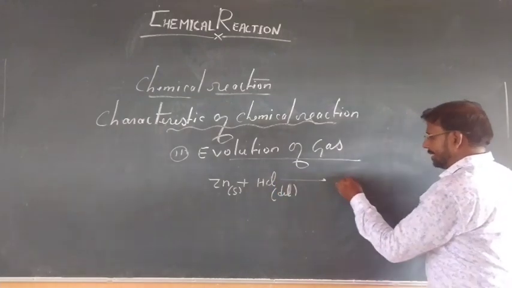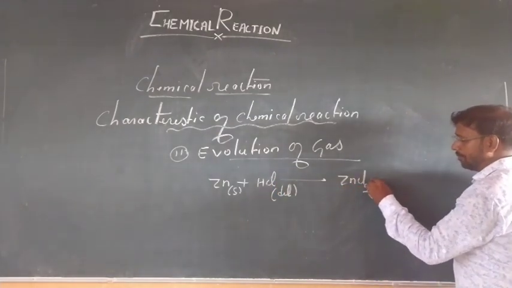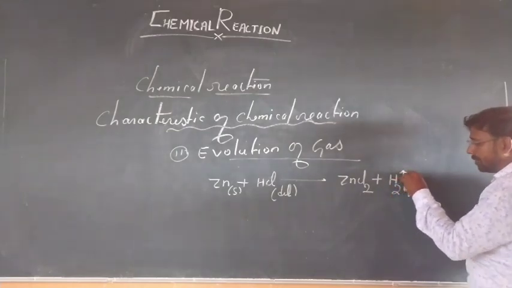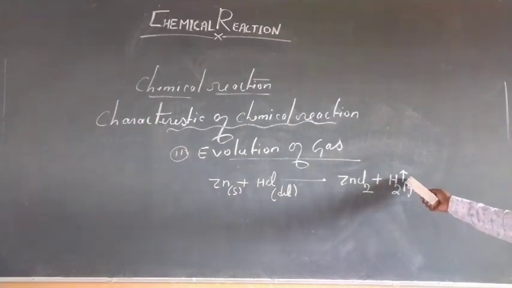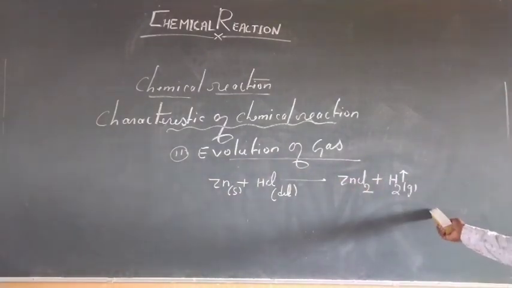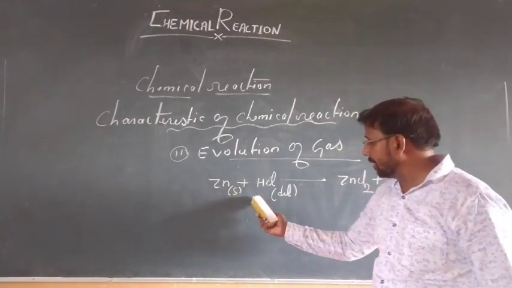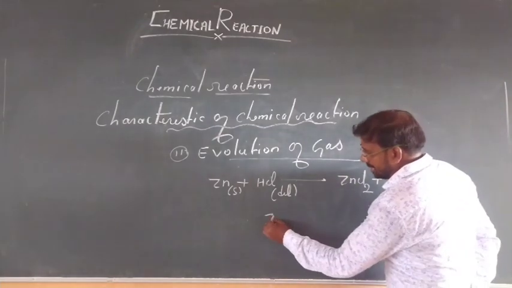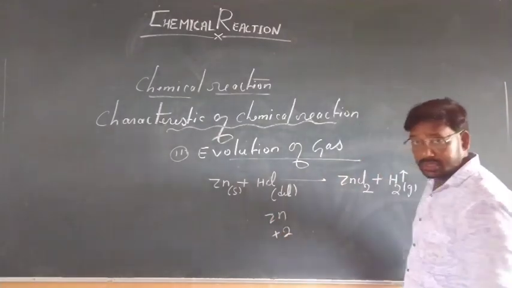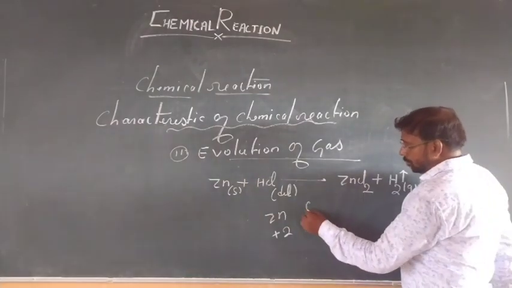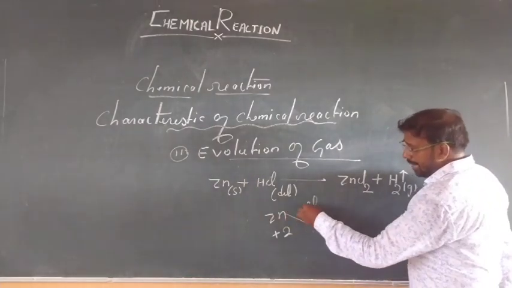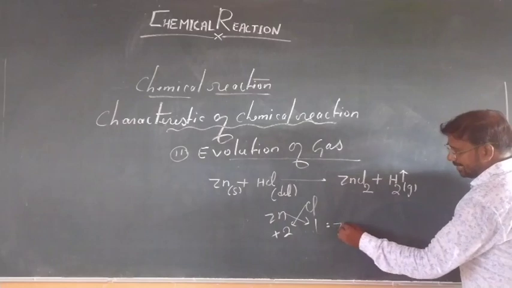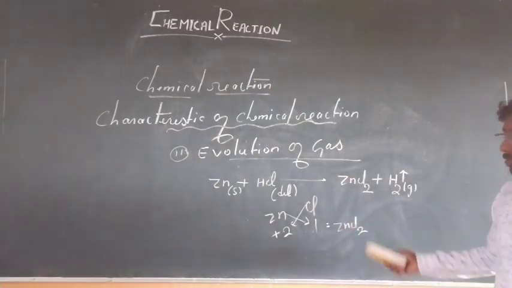What will happen? ZnCl2 will form and hydrogen gas will be evolved, and I am putting an upward arrow because here the evolution of gas takes place. So when zinc metal reacts with hydrochloric acid, zinc chloride is formed. We know the valency of zinc is +2, just note down, and the valency of chlorine is 1. By cross multiplying, you will get the formula of zinc chloride, ZnCl2.